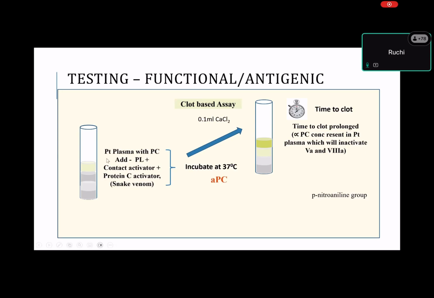In the clot-based test, you will add the patient plasma with protein C, whatever levels it has. You add phospholipids, the contact activator, and a protein C activator, which is usually a snake venom. So the snake venom will activate protein C. So protein C will act upon factor 5 and factor 8 and delay the clotting time, right? So the time to clot which is prolonged is proportionate to the protein C which is there in the patient's plasma.